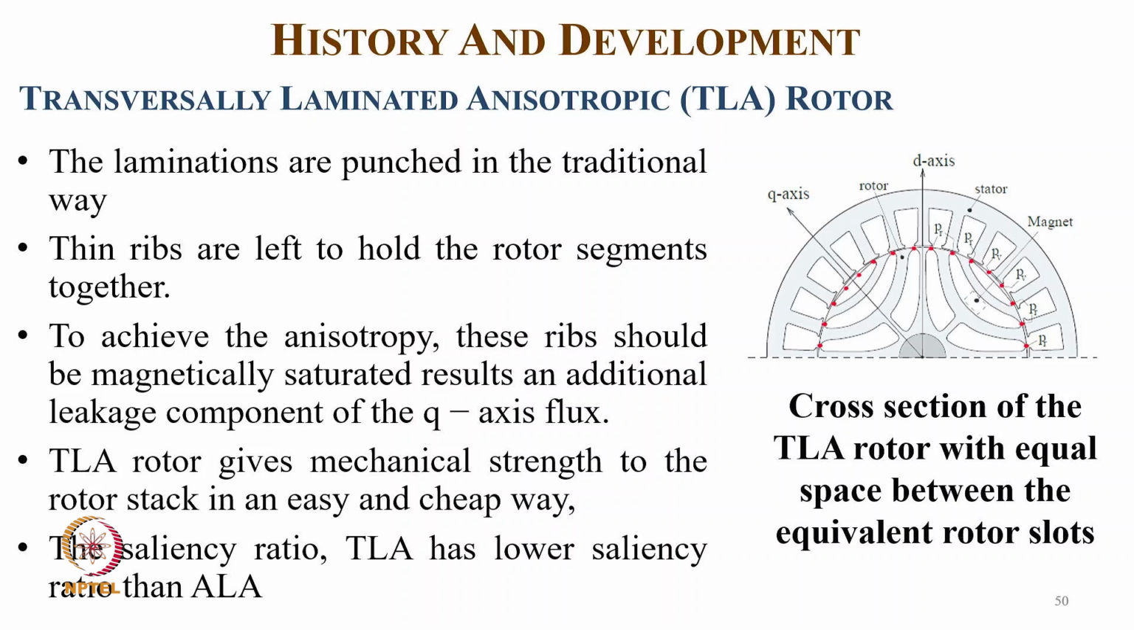Now this is the transversely laminated anisotropic rotor, which is used mostly today. The laminations are punched in the traditional way. Thin ribs are left to hold the rotor segments together. To achieve the anisotropy, these ribs should be magnetically saturated, which results in an additional leakage component in the Q axis flux, and the TLA rotor gives mechanical strength to the rotor stack in an easy and cheap way. And the saliency ratio of the TLA is lower than the ALA. You can see the cross section of the TLA rotor with equal space between the equivalent rotor slots.